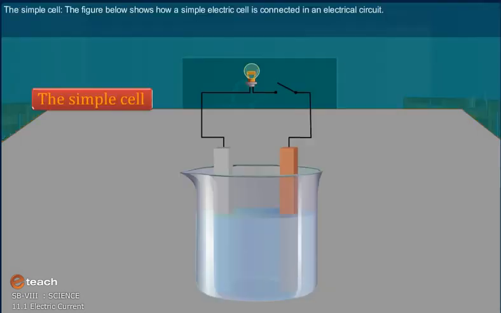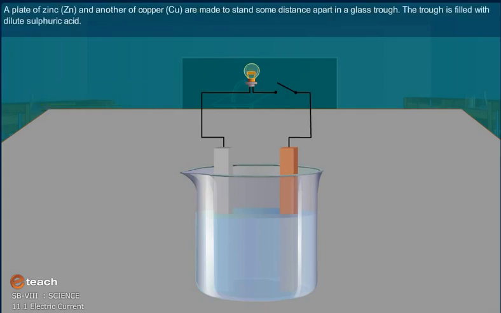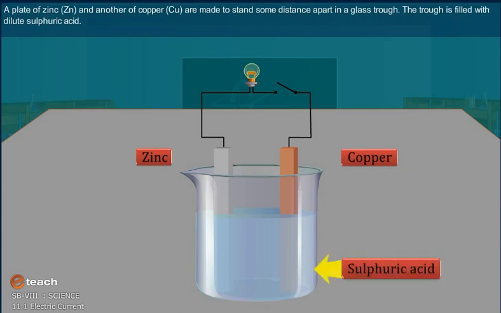The simple cell. The figure below shows how a simple electric cell is connected in an electric circuit. A plate of zinc, that is Zn, and another of copper, that is Cu, are made to stand some distance apart in a glass trough. The trough is filled with dilute sulfuric acid.